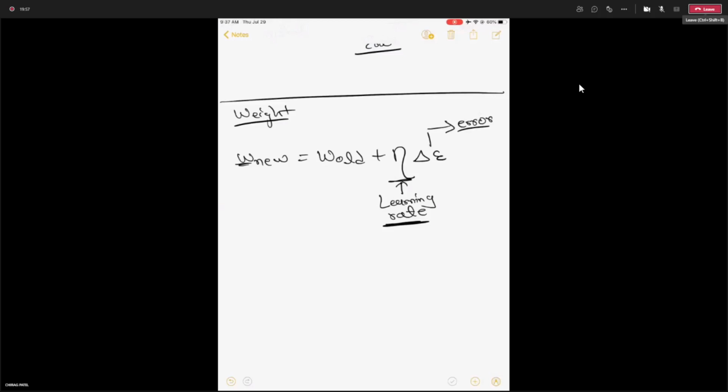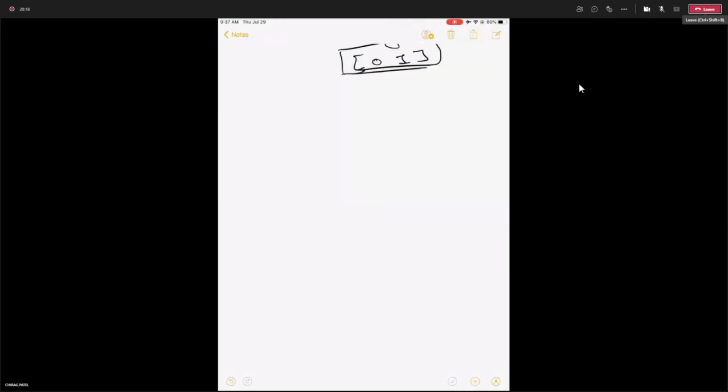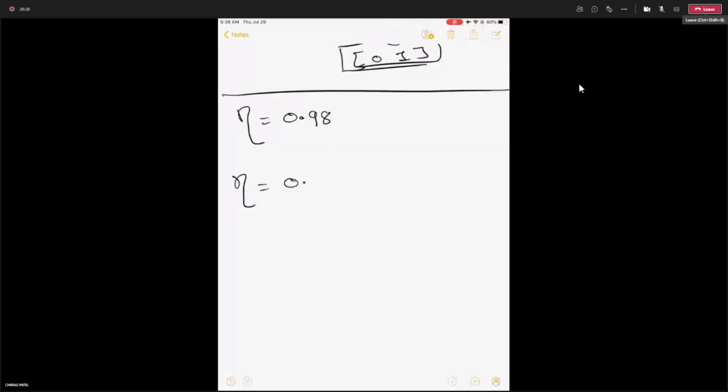So basically the range of the learning rate is between 0 and 1. This is the range we need to take whenever we are using a neural network. Suppose मैं ईटा की वैल्यू 0.98 लेता हूँ और मैं ईटा की वैल्यू 0.02 लेता हूँ, does it make any impact on our neural network?